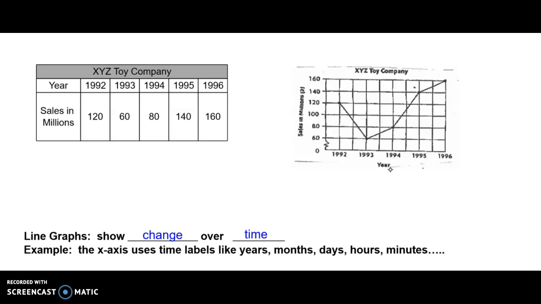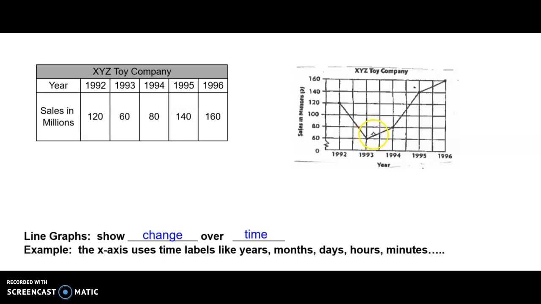And then it's a line graph because you plot points for the X and the Y, and then you connect them with a line. So over here, this is the XYZ Toy Company, and it's showing how many toys were sold in the millions of dollars. So in 1992, their sales were 120 million. And then you notice, showing change over time, the next year, something must have happened with their company because their sales went down horribly to 60 million that year. So they dropped half of their sales from one year to the next.